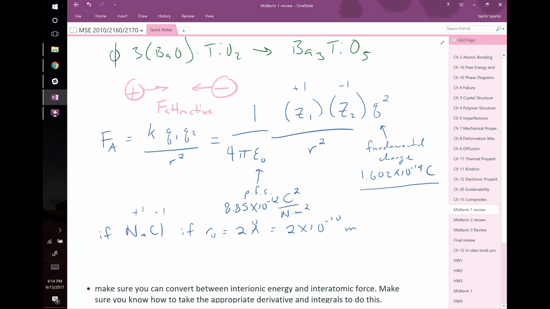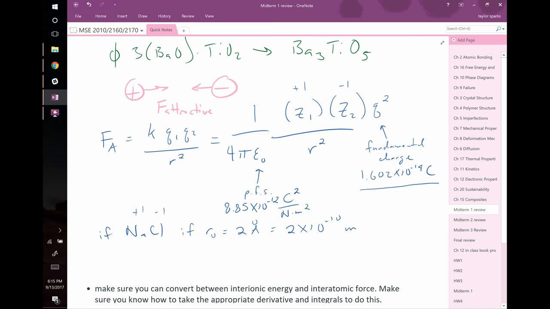Where do you plug in for C1 and C2? Well, since it's sodium chloride, you can use 1 and 1. You can do negatives, how you define it. In this class, we designate positive forces as attractive. If you plug it in positive and negative, you're going to end up with a negative force that'll throw you off. So just do absolute values if you want. That's how we've been defining it in this class.